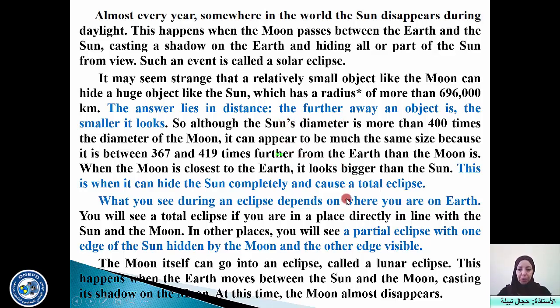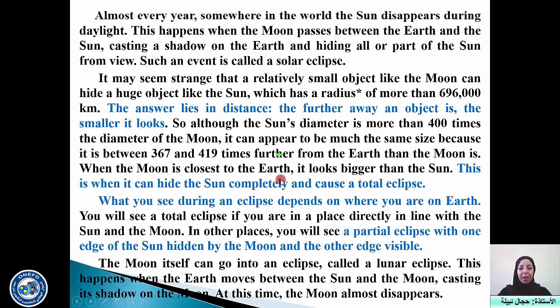The answer to question 2 is, do all people in the world see the total eclipse, and why? So the answer here is in paragraph 3. What you see during an eclipse depends on where you are. So if you are in a complete alignment with the sun and the moon, you can see the total eclipse. But if you are in other places, you will see a partial eclipse.